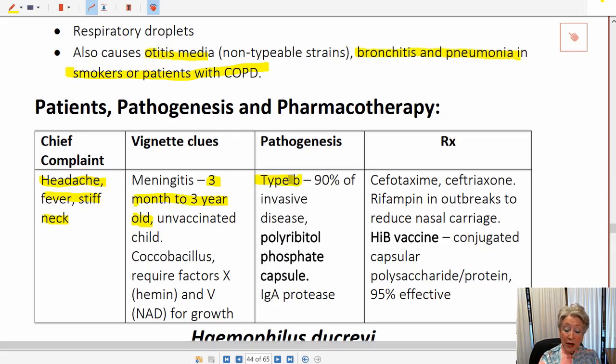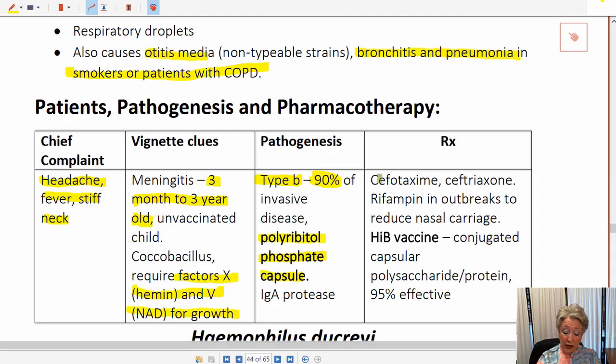Typically, it's the type B that causes 90% of our invasive disease in the United States. I grow it on agar that has lysed red blood cells because it requires factors X and V for growth. That's found in the erythrocytes, but I have to lyse those and use chocolate agar in order to get it to grow. The capsule, remember, is a polyribitol phosphate capsule, and the organism is an IgA protease producer.